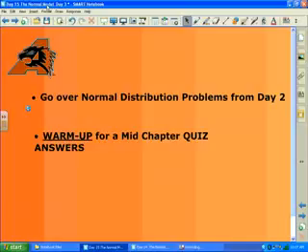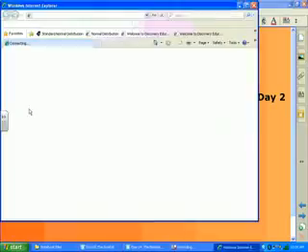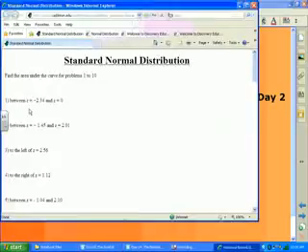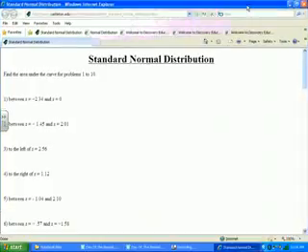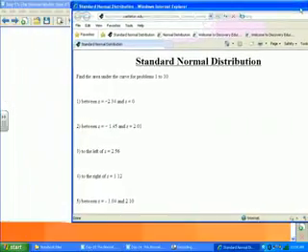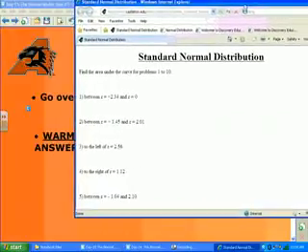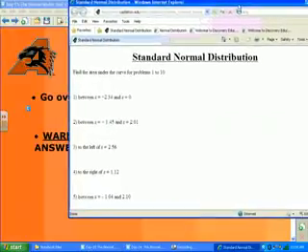And now I want to go over the normal distribution problems from day 2. You have gotten that. I don't think you may have done this yet, but here is what that looks like. I want to go over some of the notation on these problems. If we take a look at this paper, it says find the area under the curve for problems 1 to 10.